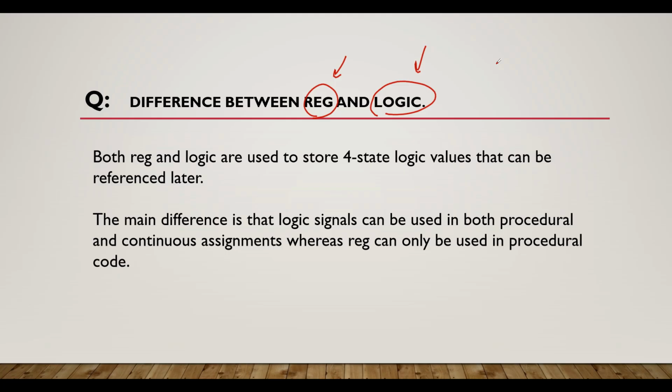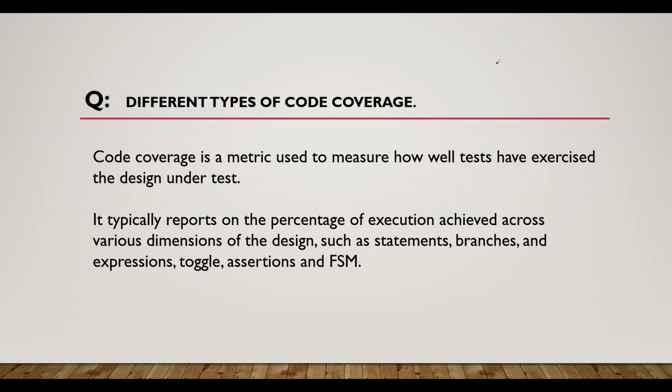So the main difference you can say is that your logic signal can be used in both procedural and continuous assignment, whereas your reg signal is only used in procedural assignment. Now, what are the different types of code coverage? Code coverage is basically intended for your design. It will see how much of your lines of code have been exercised. There are different types of code coverage like FSM coverage, transition coverage, toggle coverage, branch coverage, statement coverage, and line coverage. So these are the various types of code coverage.